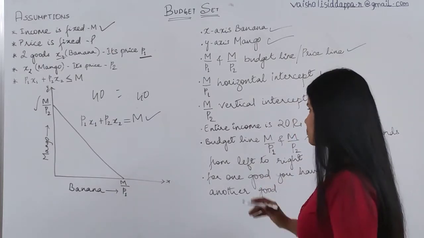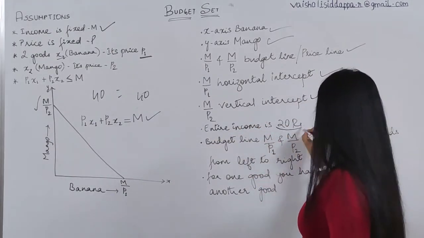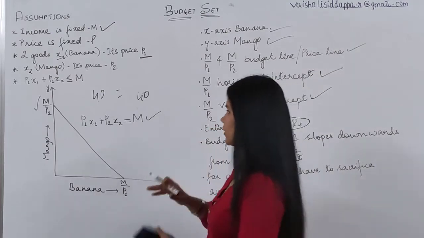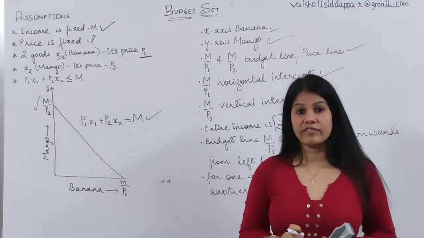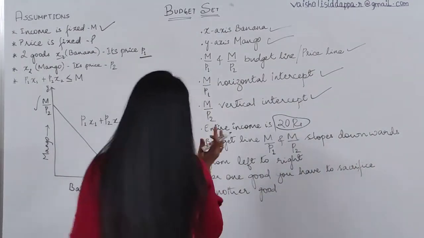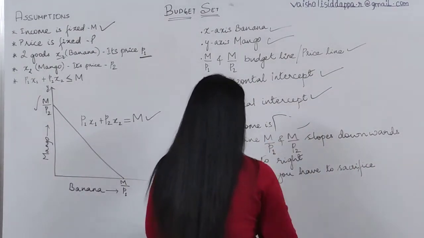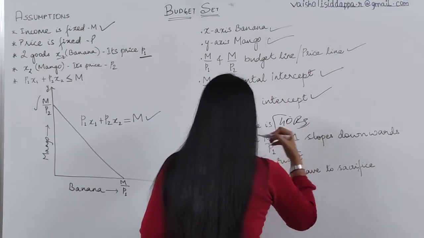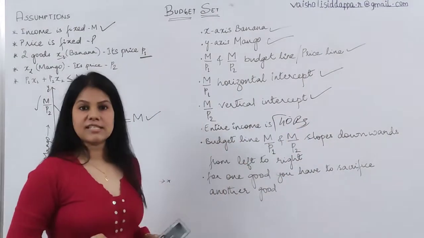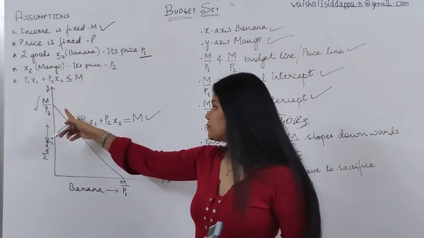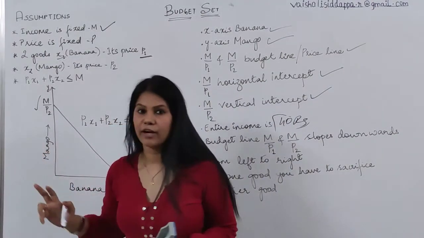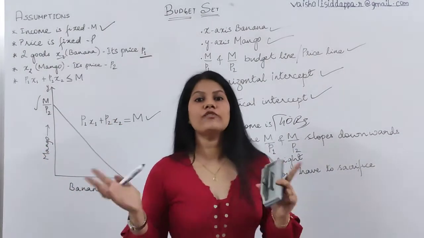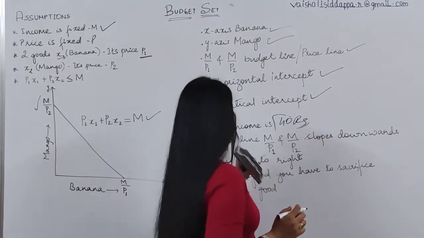It is on the vertical line, the y-axis, so that will be called the vertical intercept. The entire income you can consider as 20 rupees instead of 40 rupees. In the previous class I considered 40 rupees, so you can go with 40 rupees without much confusion. If you consider the entire income as 40 rupees, you are spending all 40 rupees on the consumption of banana and mango. You can go with any combination to satisfy yourself.